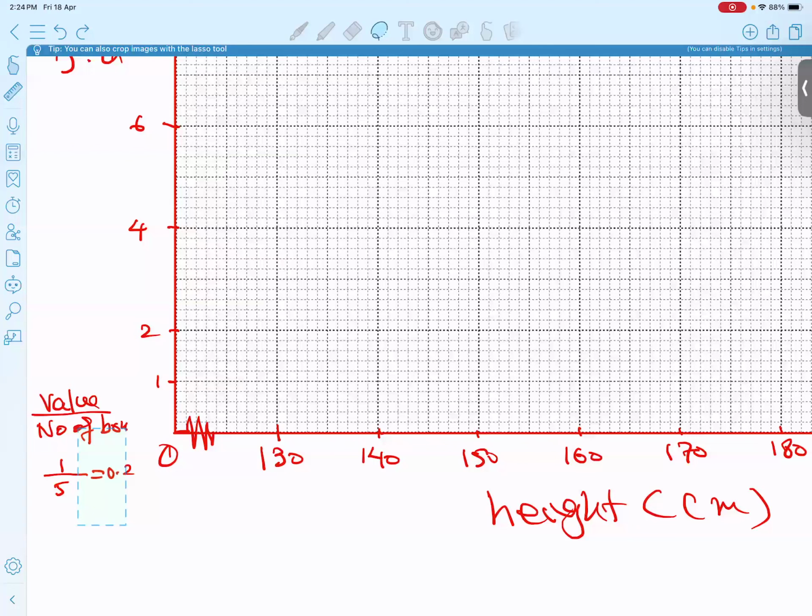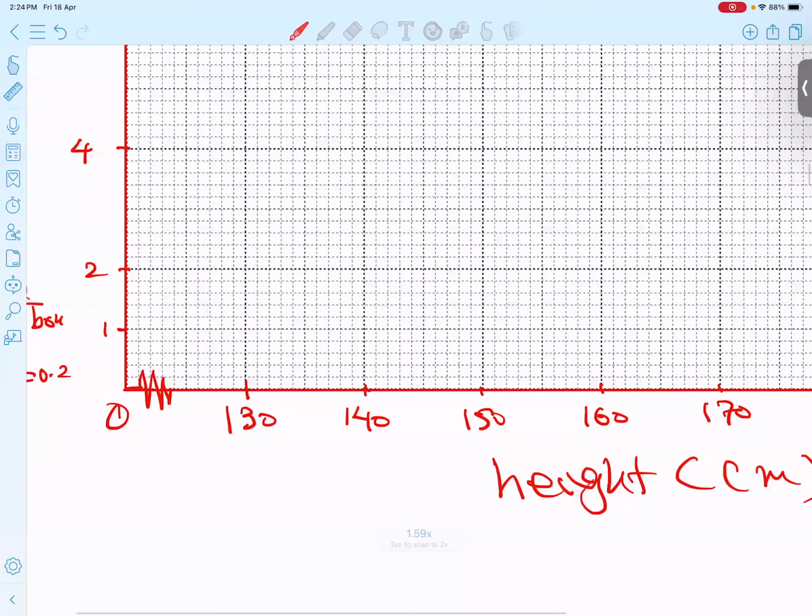And this shading part is not compulsory. If you do it, it's good. If you don't do it, no problem at all. Okay, so this part is clear. Up till now, clear. So let's go for the next.